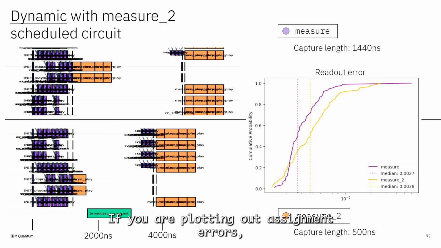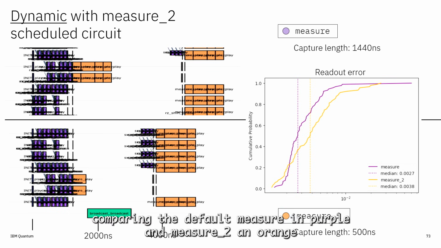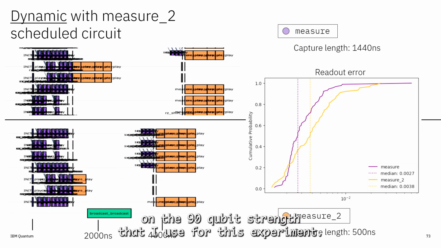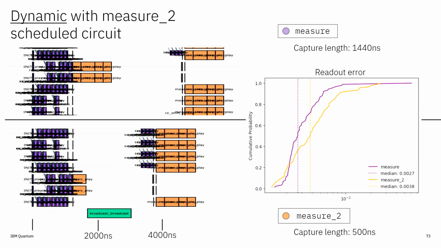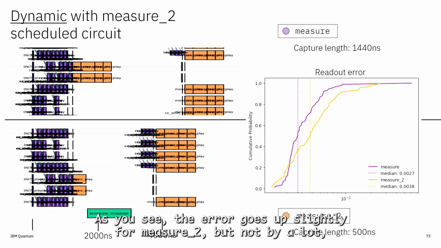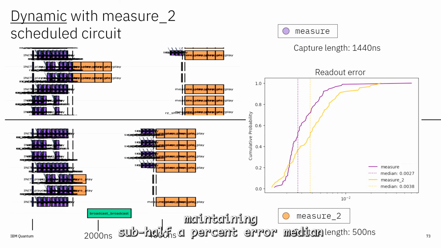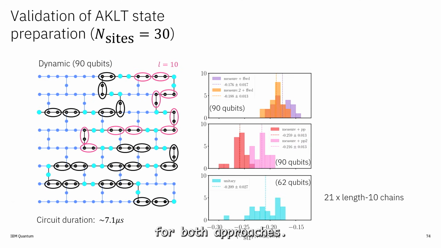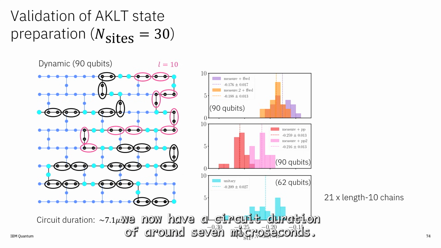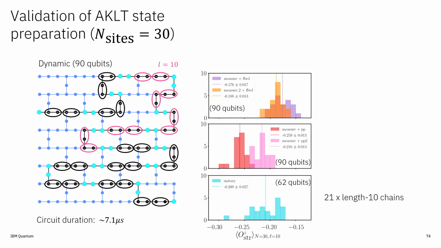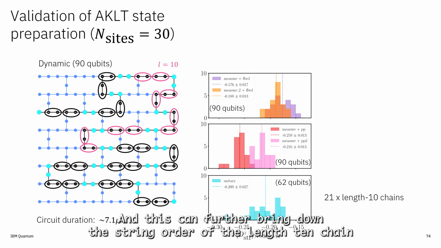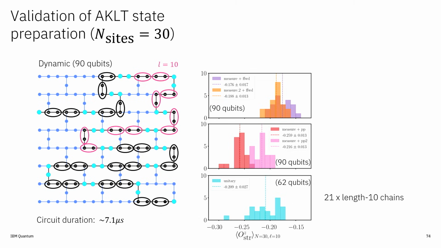Here I'm plotting out assignment errors, comparing the default measure in purple and measure 2 in orange on the 90 qubit strings that I used for this experiment. As you see, the error goes up slightly for measure 2, but not by a lot, maintaining sub 0.5% error median for both approaches. Now, using this approach, we now have a circuit duration of around 7 microseconds, and this can further bring down the string order of length 10 chain plotted in orange.